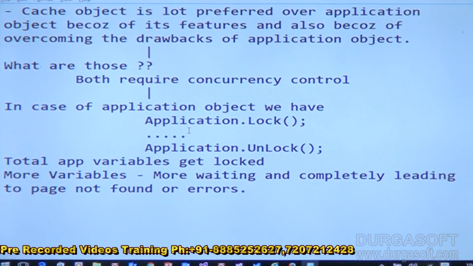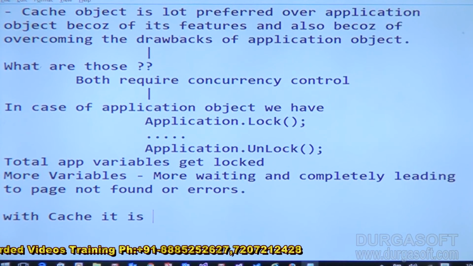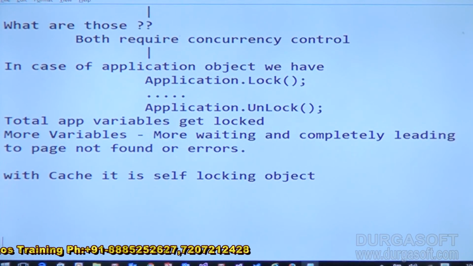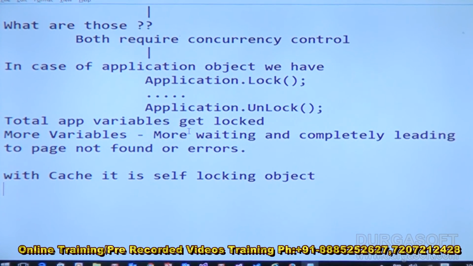In caching, with cache, it is a self-locking object. What is that? I think after knowing the concept, you should guess. Yes. Now you cannot lock. The user cannot lock. The system says, you use the variable, I will lock and unlock. And how will the system unlock? Slowly? No. The system says, when you are using it, I'll lock it. When you come to the next line, it is unlocked.